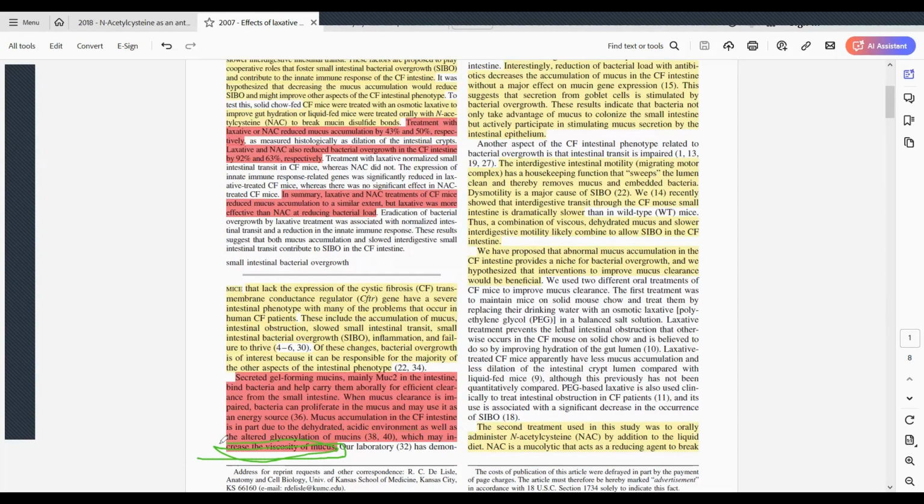So if those things are present, now you no longer have the nice, healthy physiologic mucus. Now you're producing the pathologic mucus. More viscous, may block that intestine. Okay, so it needs to be broken down, maybe fed on by bacteria and drive SIBO. So we would want to break that up.